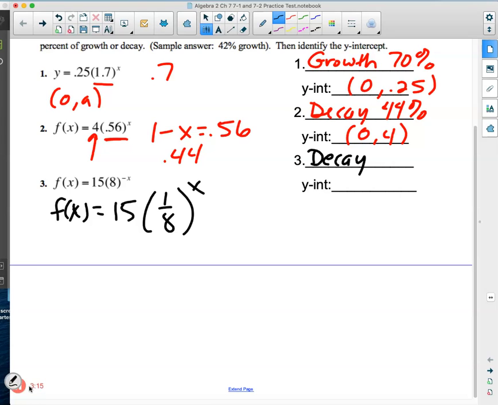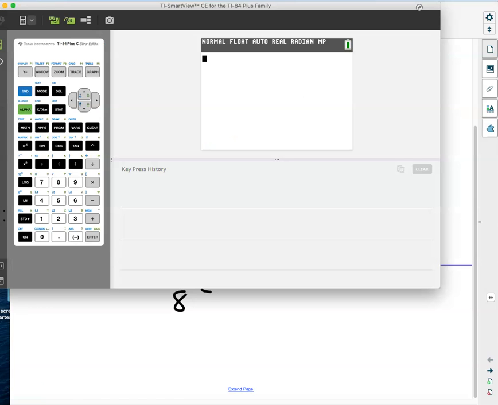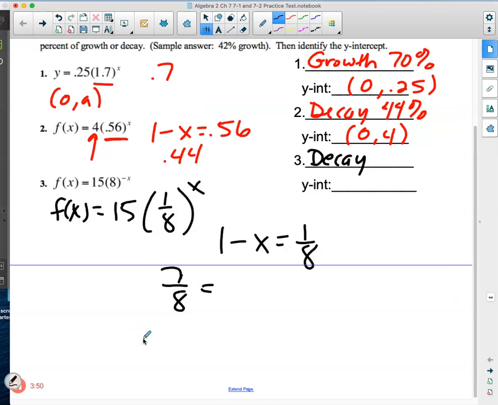So we had 1 minus something gives you 1/8. Well, if you have 1 of something, don't you have 8/8? So if there's only 1/8 left, how many did they take away from 8/8? 7/8. And it is supposed to be as a percentage, so we'd want to grab a calculator and figure out what 7 divided by 8 is. 0.875. So as a percent, that would be 87.5.